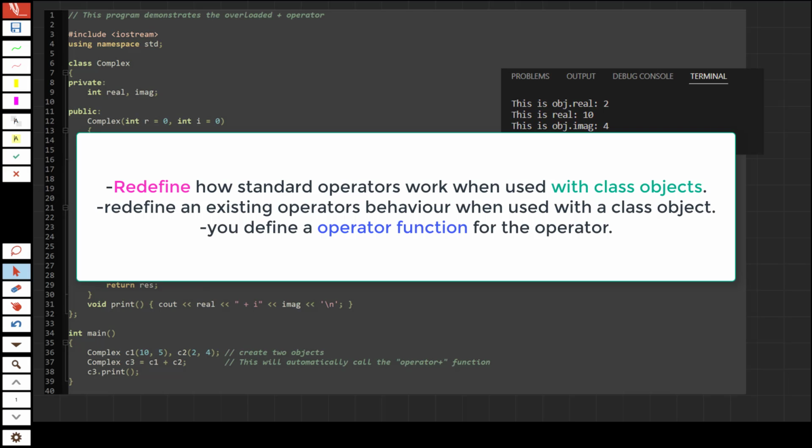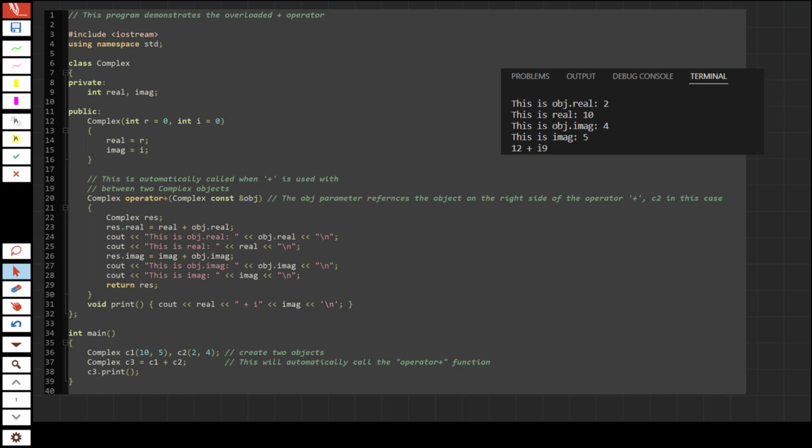C++ allows a class to have special member functions called operator functions. When you wish to redefine the way a particular operator works with an object, you define a function for that operator. The operator function is then executed anytime the operator is used with an object of that class. So let's take a look at the example we've got here.